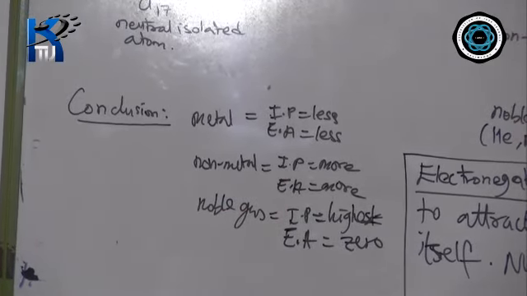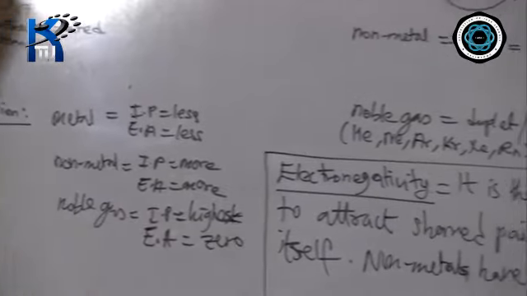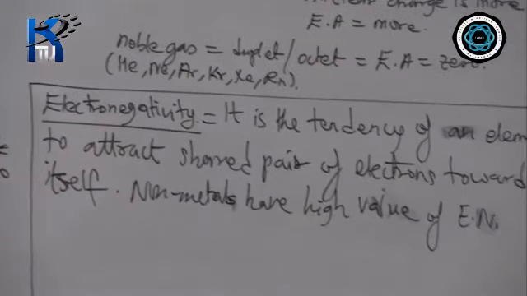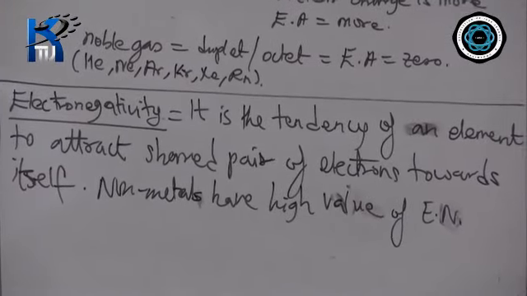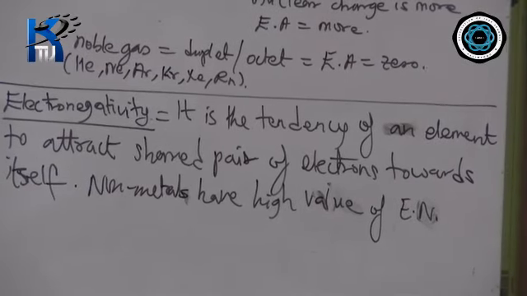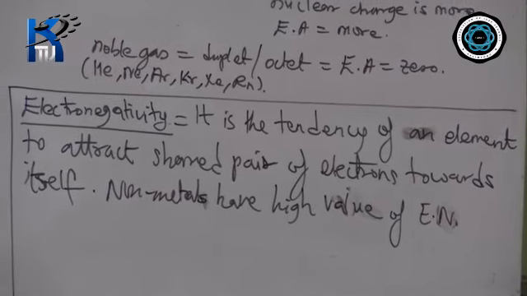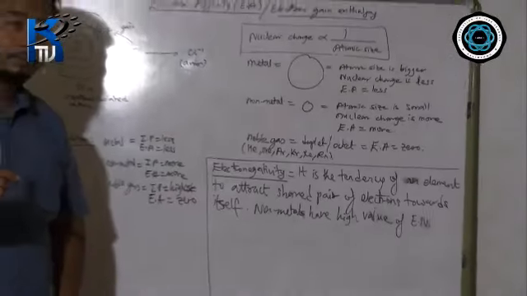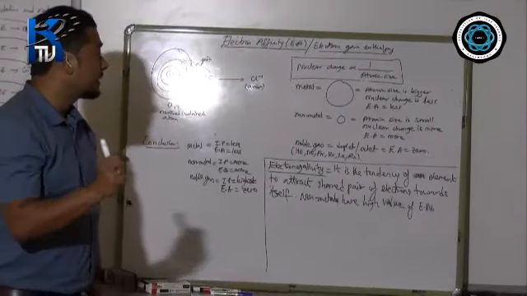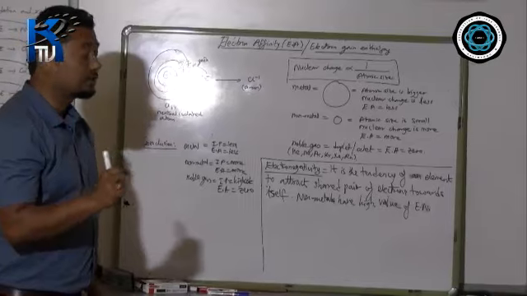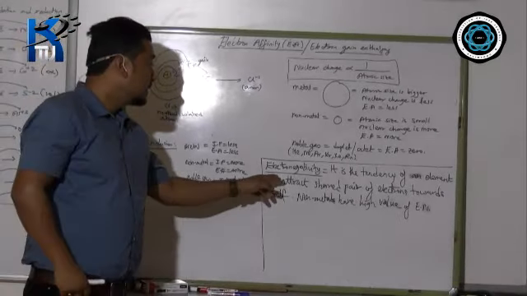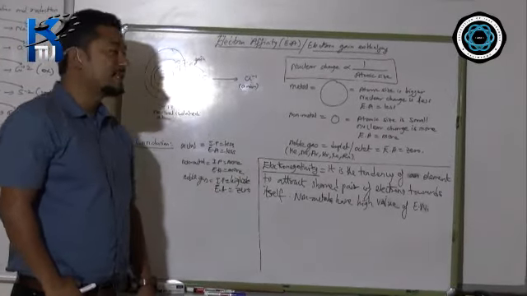Okay. Now we come to the last topic of today's class. Before I go to this topic, remember two objective questions again here. Name the group in the periodic table which has 0 electron affinity. The answer is group 18. If they ask you the element, you can give any noble gas. All have electron affinity value 0. Now we go to the next term called electronegativity.